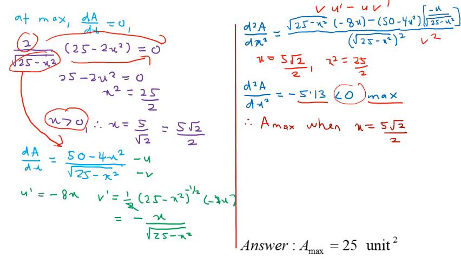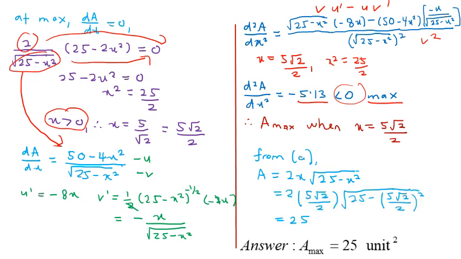And then don't forget the question asks about the maximum area. So substitute into the formula of area. So remember from part A that we already showed earlier. So substitute the value of x into this equation. So that will give the value of A as 25. So that will be our answer for part C. Okay. So that's all for the second example.